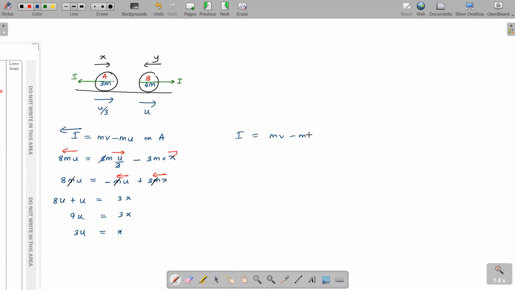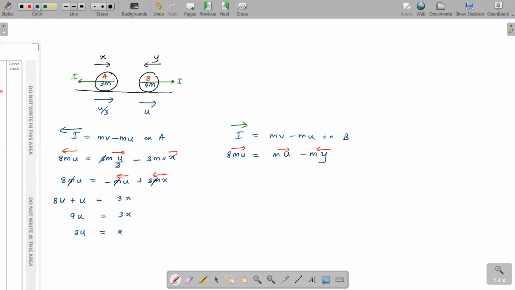I equals mv minus mu on B. Please consider the direction. Now for B, the impulse is acting forward, so I will take the right side direction as positive. Then the impulse value is 8mu. Impulse is the force that acts on both the objects, equal and opposite, right? So I is 8mu on B as well. So mass and final velocity is u, and there are no problems, the directions are all agreeing, right? And then minus mu, u is y, and you can see we have a problem with y. Y acts backwards, y is to the left side. So we need to fix that.